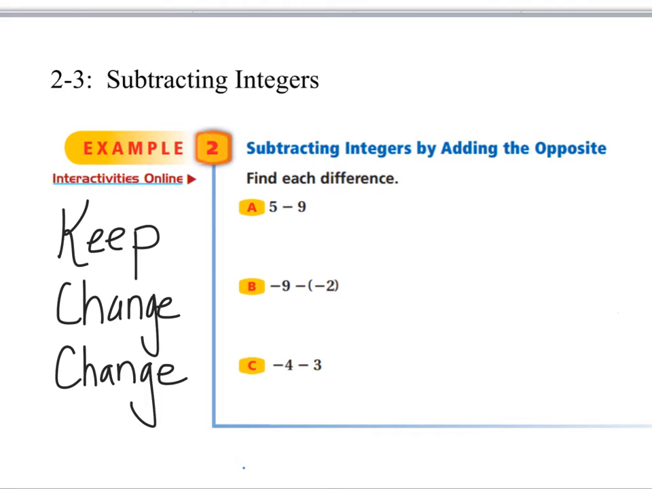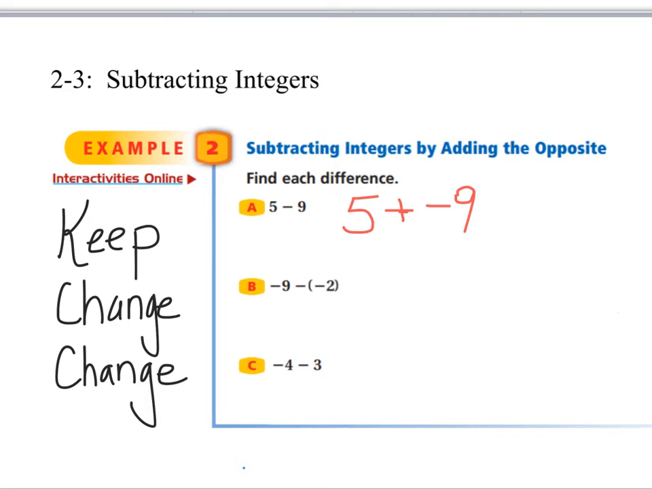And if you look at this first one, I have 3 things I'm looking at. The 5, the minus sign, and the 9. And those 3 things go with keep, change, change. So I'm going to keep my 5. I'm going to change my minus sign to an addition sign. That's my first change. And then I'm going to change the 9 that's positive right now to its opposite, negative 9.